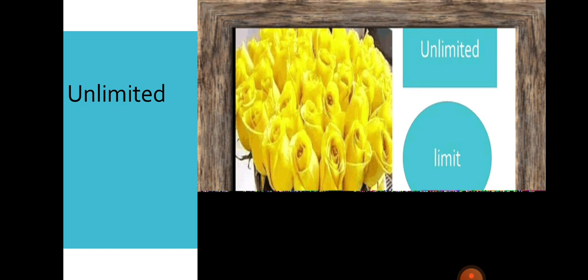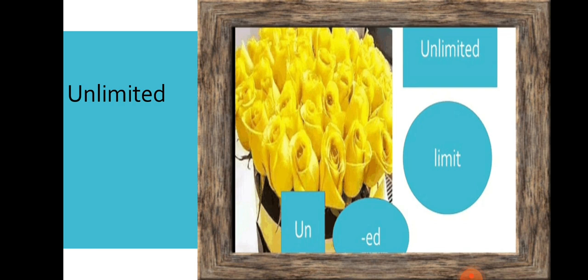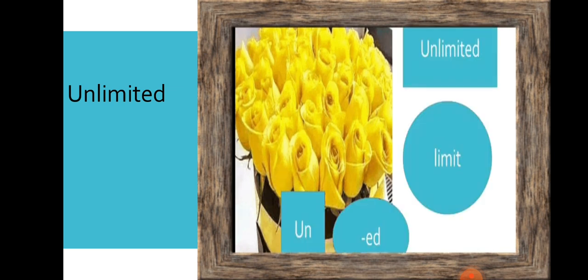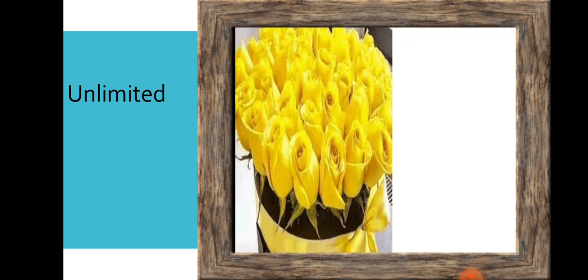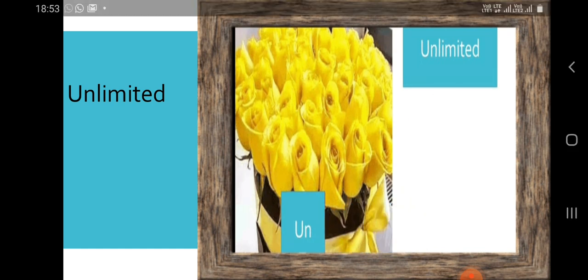Now we are going to see unlimited. So now we are going to see the parts of the word: un, limit, and ed. Un is related to prefix, limit is the base or the root word. And what about ed? Ed is related to the suffix. So limit is the base or root word, un means prefix, and ed means suffix. That is the point, you have to keep it in mind. Okay, we'll move on to the next one.